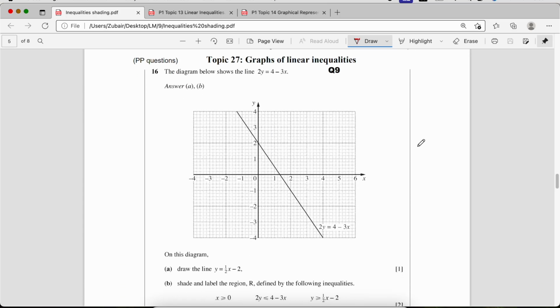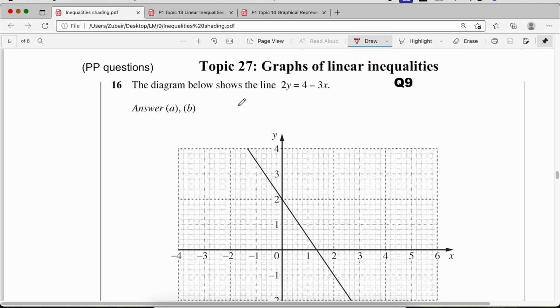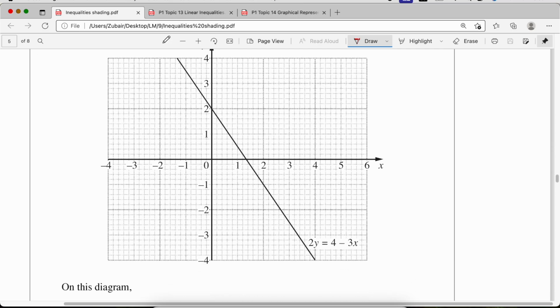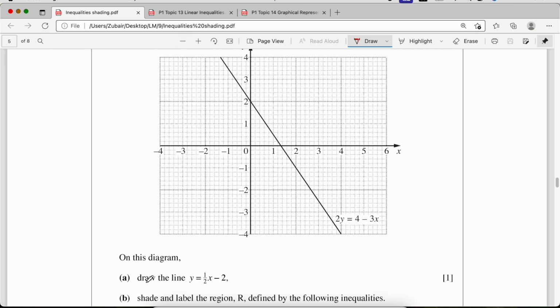Past paper question. The diagram below shows the line 2y equals 4 minus 3x, which is already drawn, and it says on this diagram draw the line y equals 1 by 2x minus 2. So for 1 by 2x minus 2, there are two ways. As we've already covered coordinate geometry, I can see that the gradient is half and y-intercept is minus 2. So at minus 2, gradient half means rise is 1 and run is 2. So if I just follow this, these are 2 steps in run and 1 step in rise. So I know this is going to be the slope.